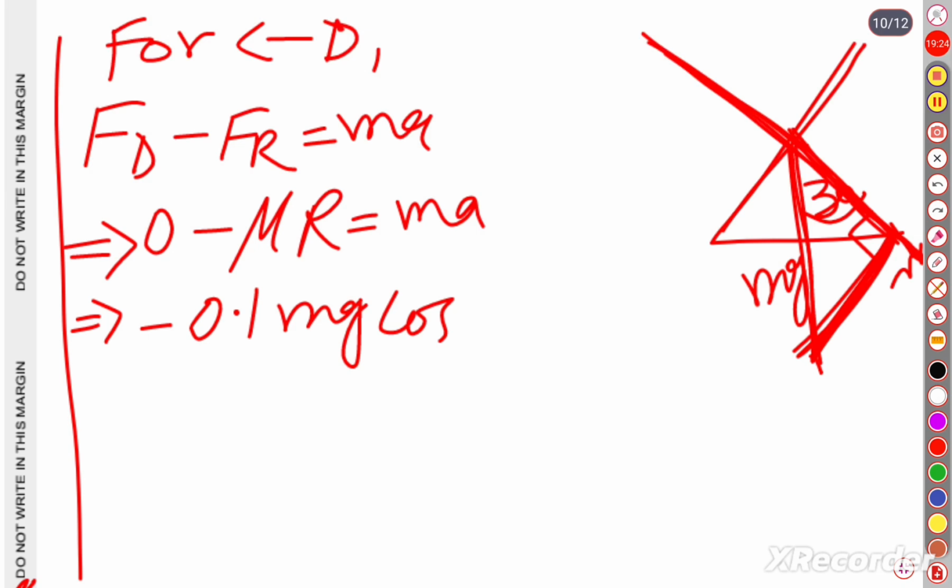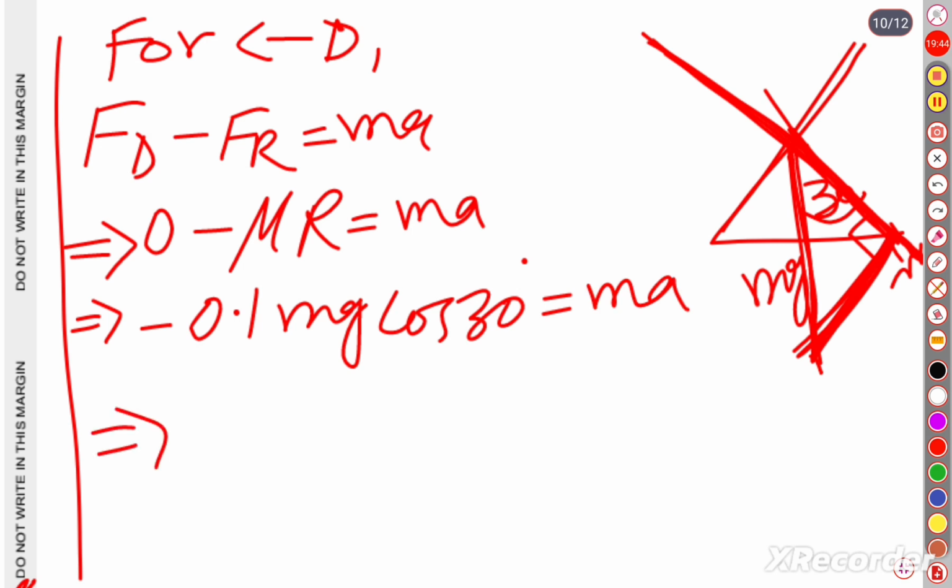So this is our horizontal line. Though this is actually not the horizontal component, according to this triangle, this is horizontal. That's why cos 30 degree. Okay, cos 30 degree is equal to ma.